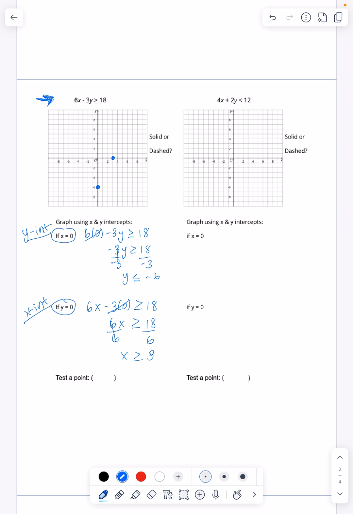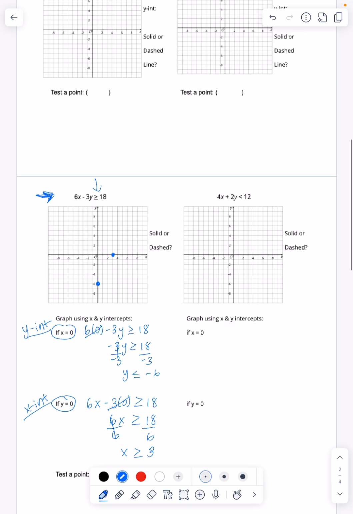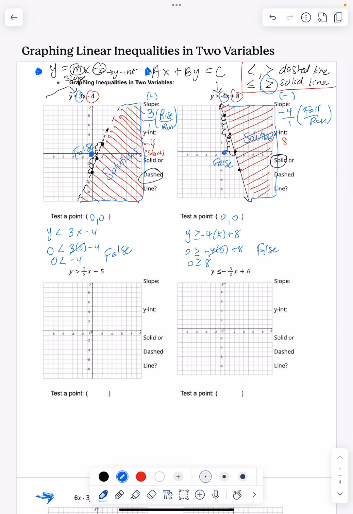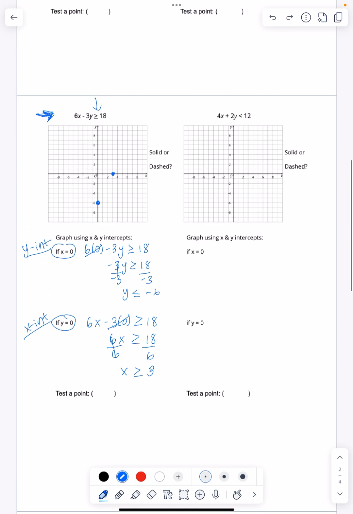So the other thing we have to determine, again, when graphing is whether it's going to be a solid line or a dashed one, right? So in this case it is greater than or equal to. Again, greater than or equal to was a solid line, so that will remain as a solid line. So let's go ahead and graph it then, right? We have these points here, so solid. Boom, make sure it goes through the points. All right.